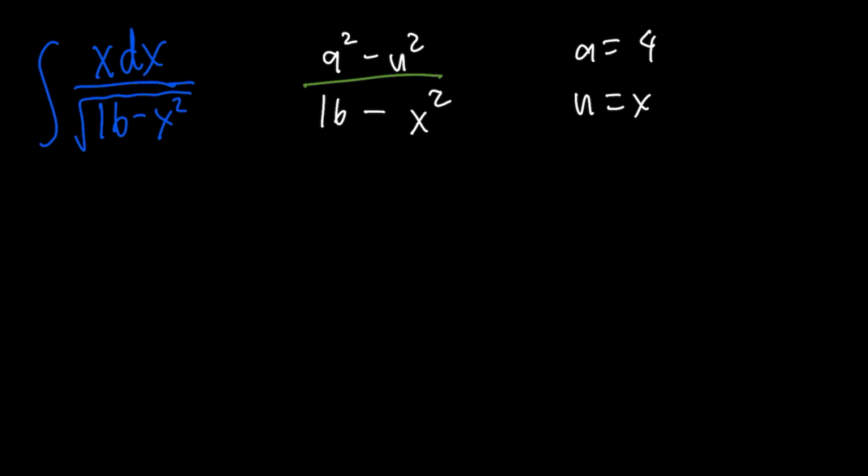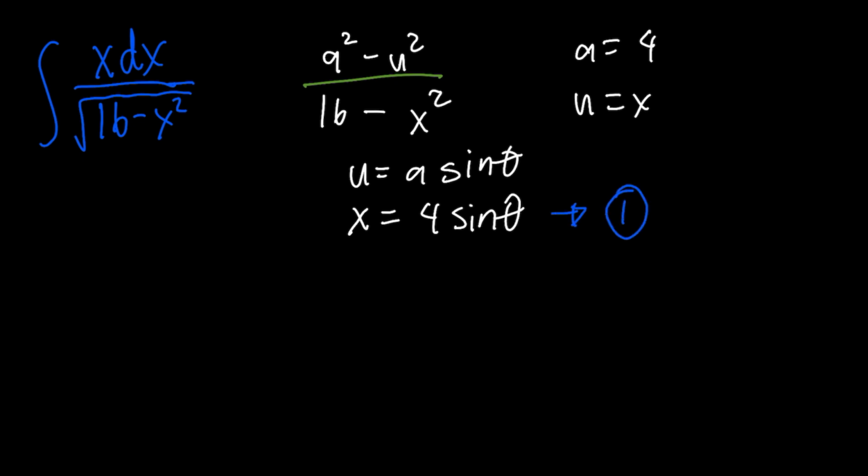So if we see a squared minus u squared, we can make a substitution. u is equal to a sine theta. So we're going to plug in u, that would be x. a is 4, then sine theta. So this will serve as our first equation. Then we're going to differentiate this. So this would be dx is equal to 4 cosine theta d theta. So this will serve as our second equation.